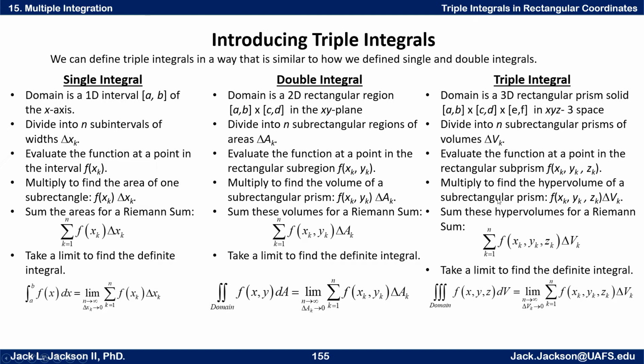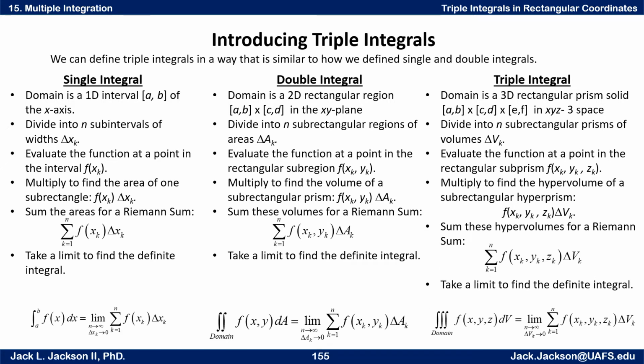And it's not actually rectangular, it's subrectangular. Probably I should call this a hyperprism, because it's actually a fourth dimensional object, but who cares? We can find this number, whatever it is.